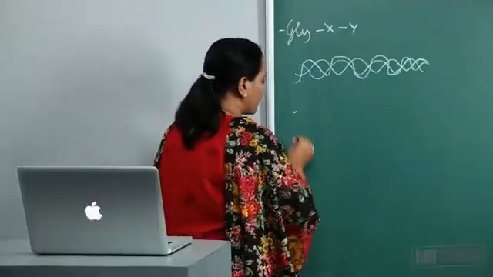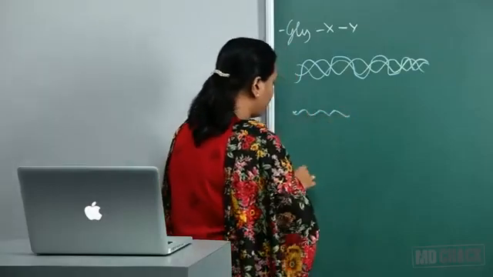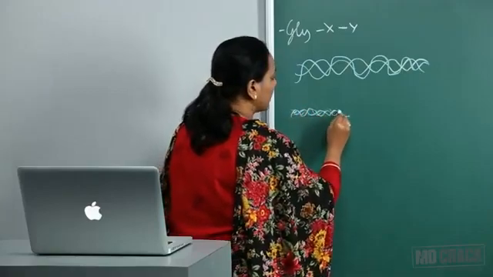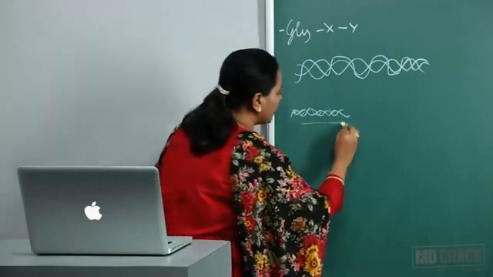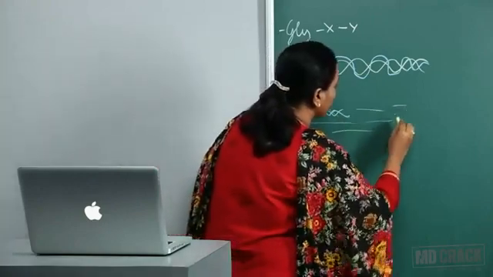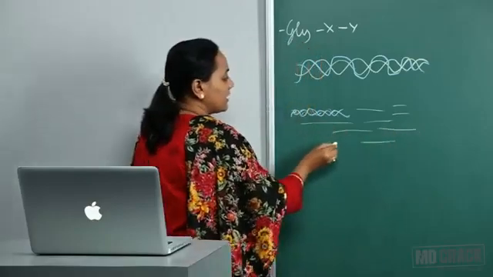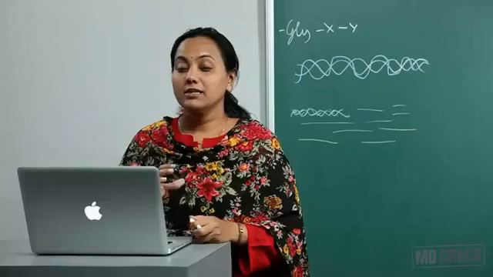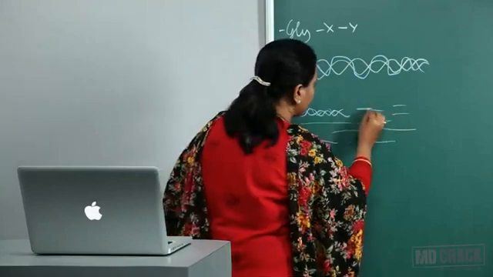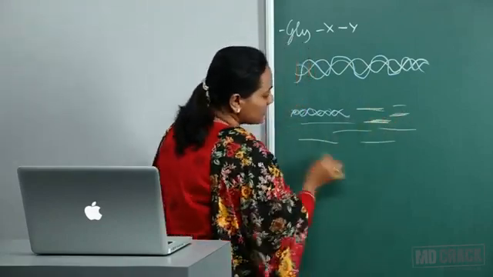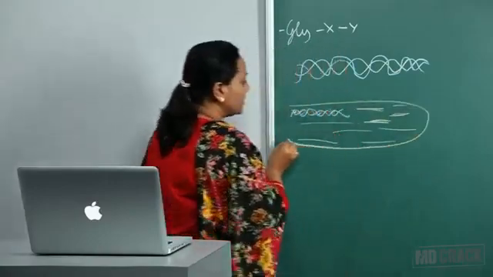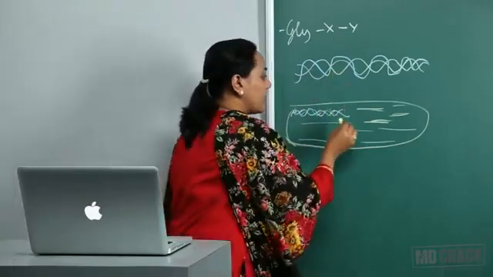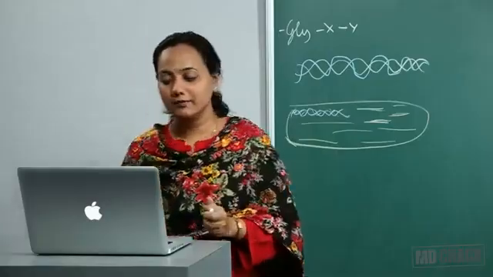Now, many such tropocollagen molecules, I'll just show it briefly as this. Many such tropocollagen molecules will aggregate together. This type of arrangement in which the tropocollagens are arranged is called a quarter-staggered structure. Each of these is triple helical. This is called a collagen fibril, which has many tropocollagens arranged in the form of a quarter stagger.